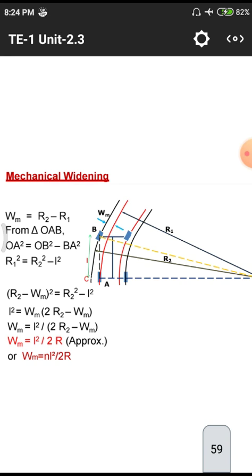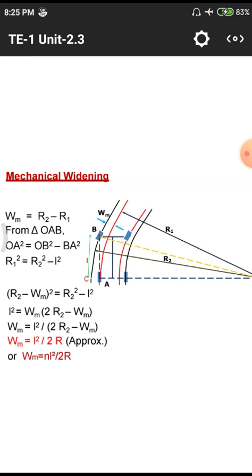R1 is the normal radius, and R2 is the extra widening radius. R2 minus R1 gives the extra widening part, that means the mechanical widening. So we need to find that extra widening from triangle OAB, where A is the particular length point and AB is the length of the particular alignment.